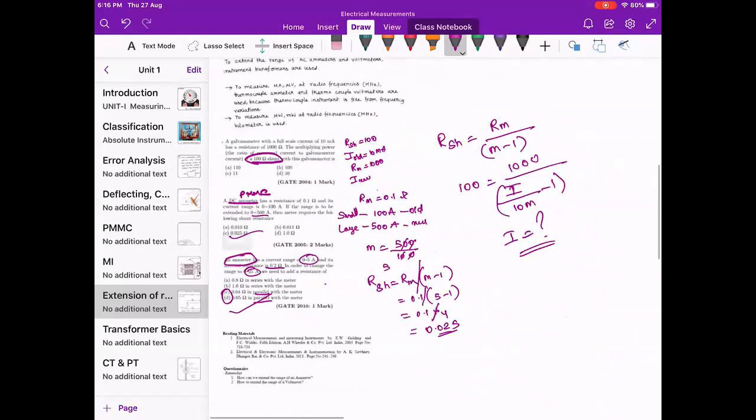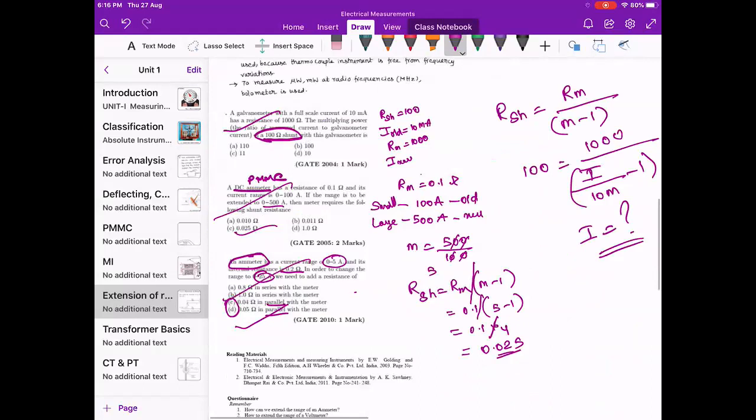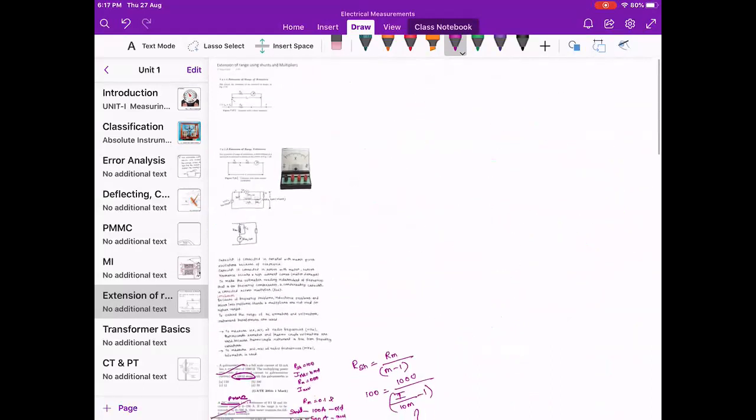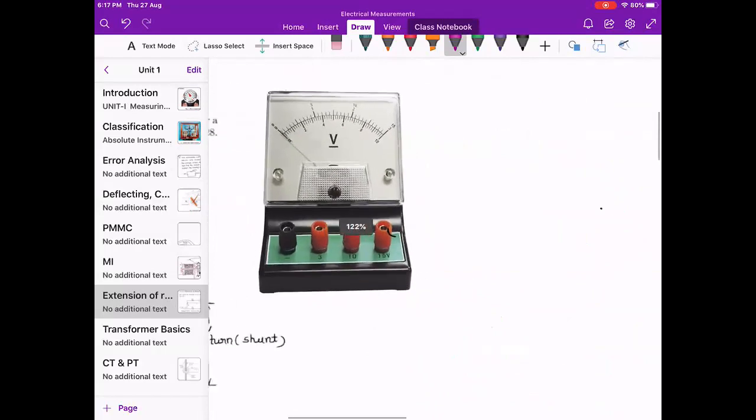Okay, these are three different extension problems. Extension problems are very important, and you can see here that this is the voltmeter, right?